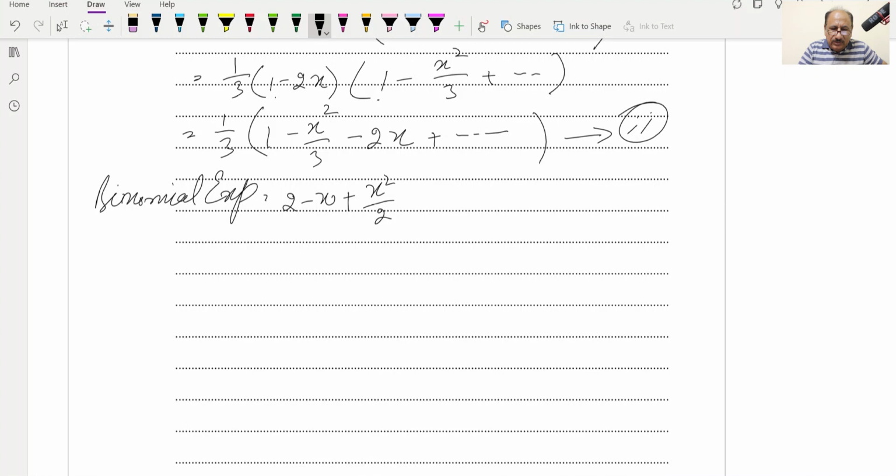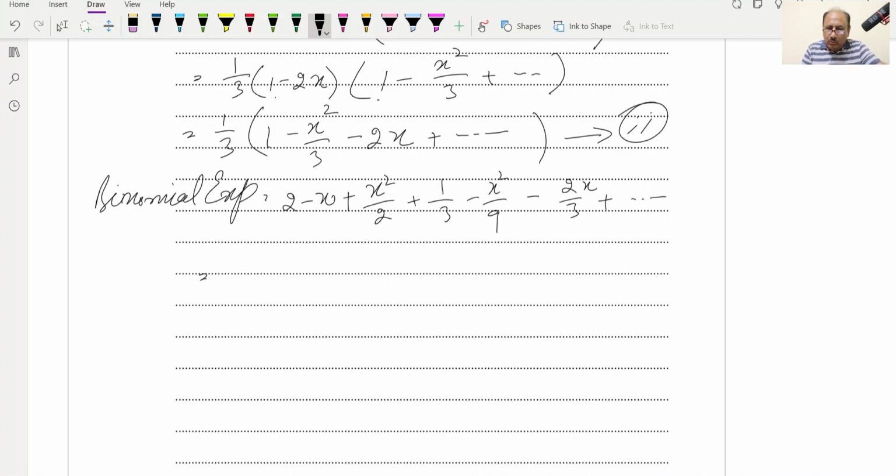Similarly, 1 by 3 will be multiplied by 1, and we will get plus 1 by 3, then 1 by 3 multiplied by minus x squared by 3, and we will get minus x squared over 9, and then the final term will be 1 by 3 multiplied by minus 2x, so we will get minus 2x over 3, or 2 by 3x, and plus higher terms we are ignoring. So ignoring the higher terms, we can add the like terms.